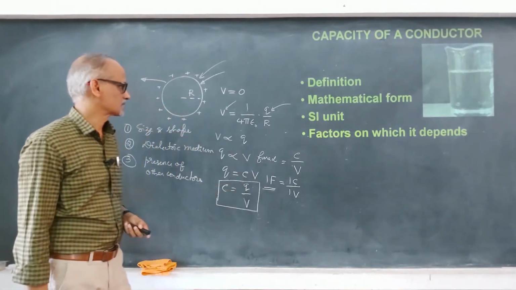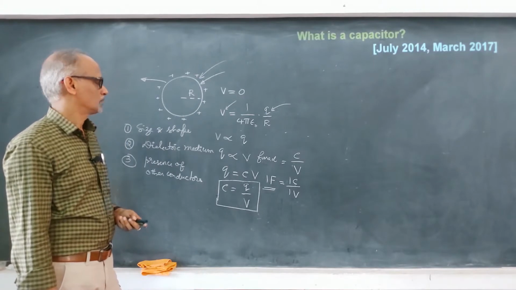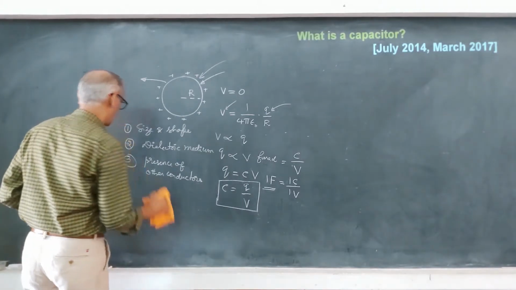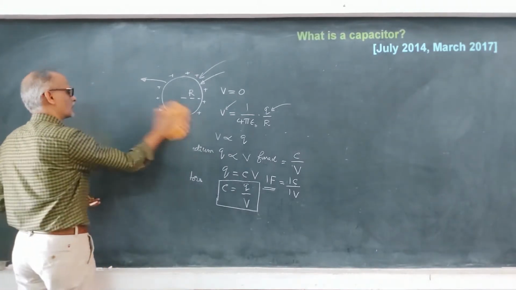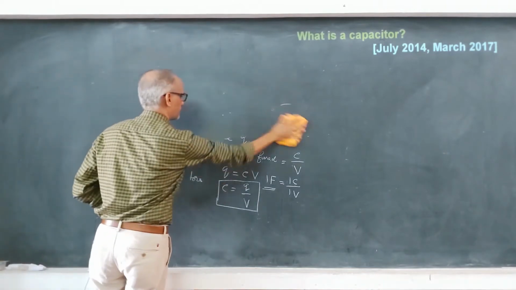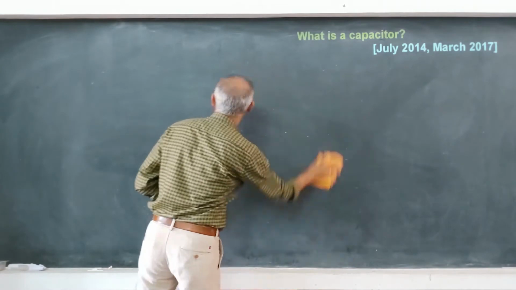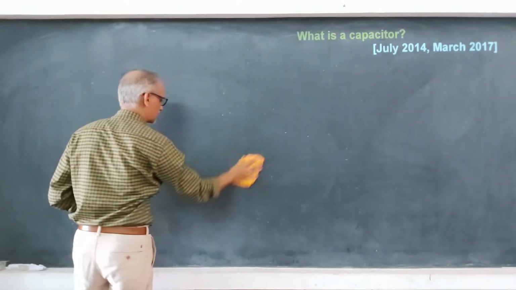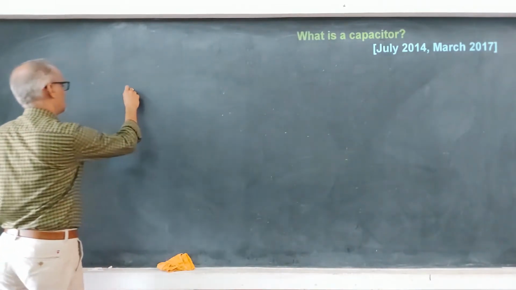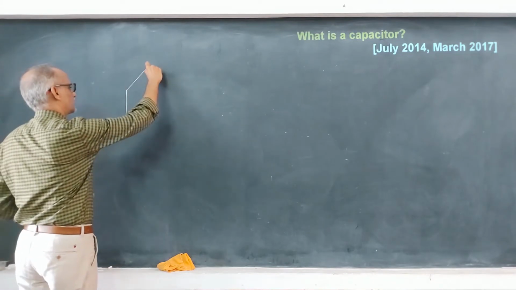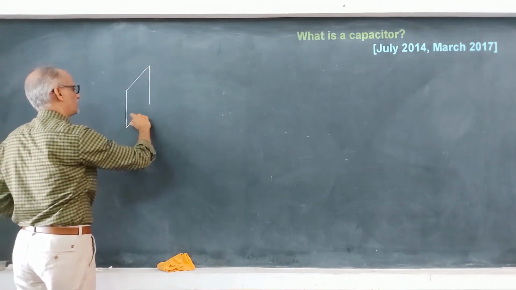Okay. Now, what exactly is a capacitor? In the case of a capacitor, we have two conductors, not one, there are two conductors. So if I am going to consider a conductor in the shape of a plate like this.